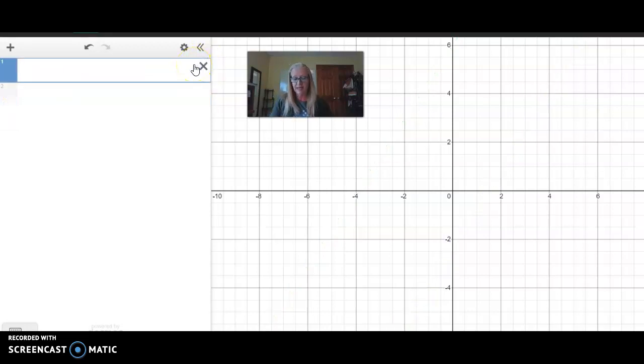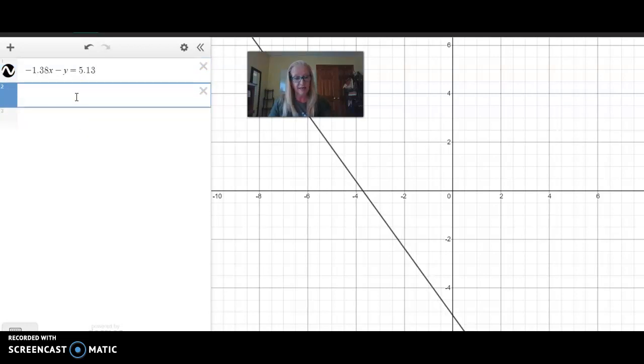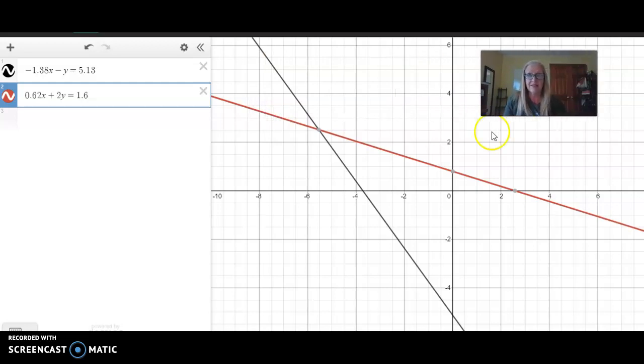All right, my next example is pretty gnarly. Check this out. You would no way want to do this one. I know. 0.38. Now we're talking decimals. This is just horrible. Minus y equals 5.13. Oh, that is a nasty looking problem. And then I have 0.62x plus 2y equals 1.6. Never in a million years would you want to tackle this one, but check it out. There's your solution. Pretty nasty solution.